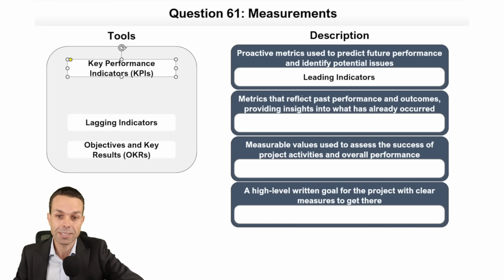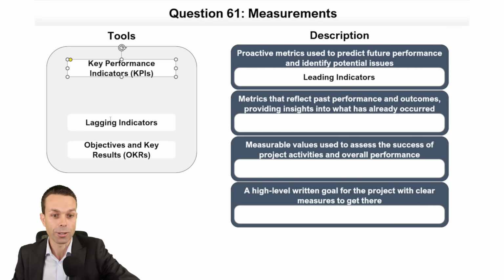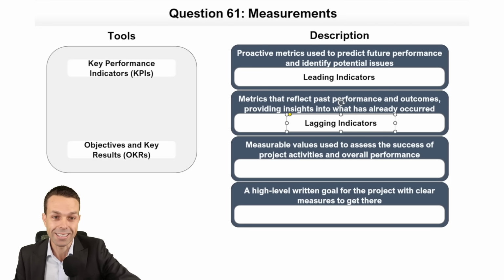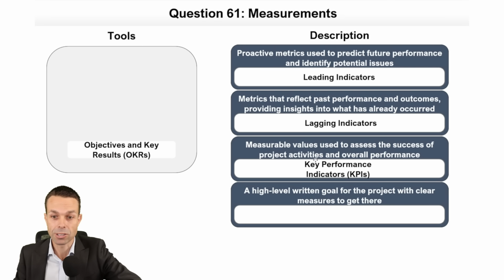Now, metrics that reflect past performance and outcomes, providing insights into what's already occurred. So things like customer sales or things that have already happened, those are lagging indicators. Measurable objectives or measurable values used to assess the success of project activities and overall performance. It could be either of these. I think that's going to be our KPIs, just general measures or key performance indicators for our project. How are we measuring the things on our project?